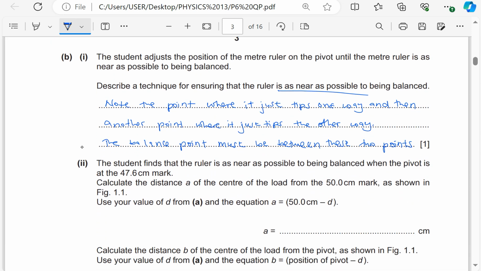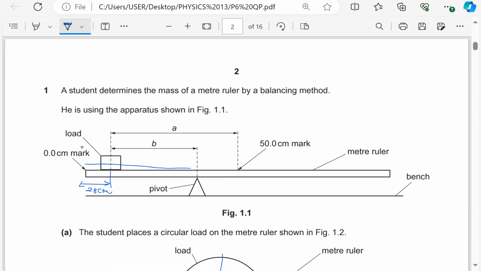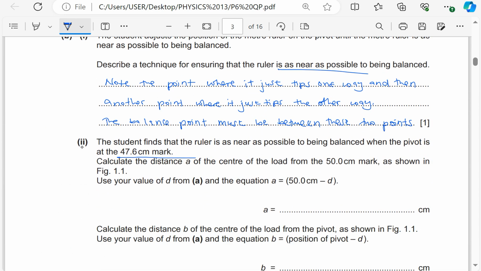Then the student finds that the rule is as near as possible to being balanced when the pivot is at the 47.6 centimeter mark, that is from the zero mark. Calculate the distance A of the center of the load from the 50 centimeter mark. Use your value of d and the equation A equals 50 centimeters minus d. So A is 50.0 minus 28.0, which is 22.0 centimeters.